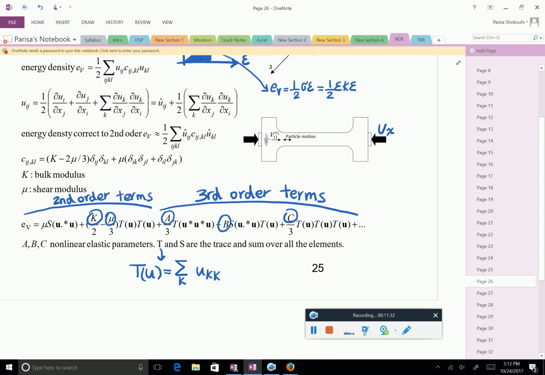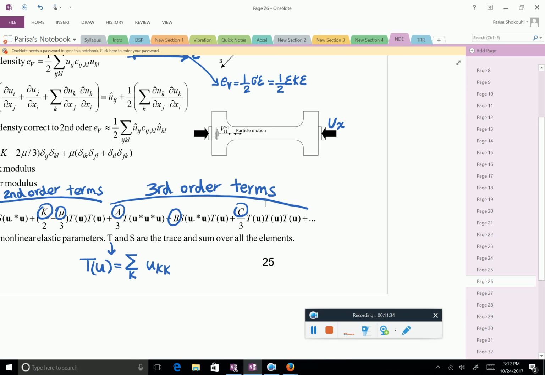Now, with this, we just need a few other reminders. One is sigma. You can get sigma by just taking the derivative of the energy density with respect to a strain. You can convince yourself by looking at this simple expression. But this just comes from mechanics. That's something we need to know.